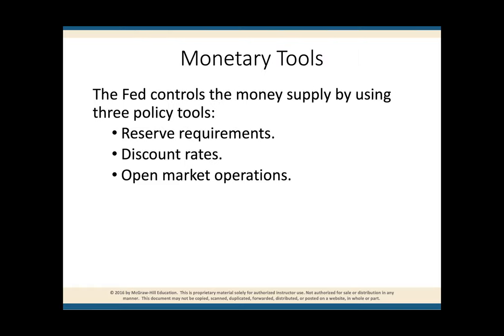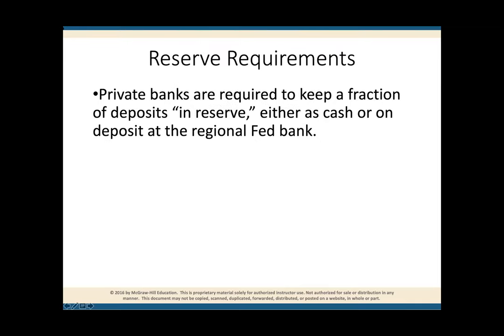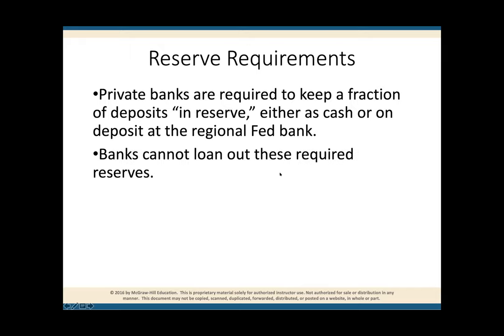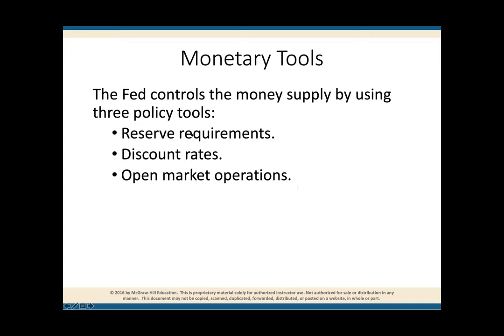Okay. Now, what are the tools of monetary policy? How does the Fed control the amount of money in the economy? The way the government controls the amount of money in the economy is in the following way. They have 3 tools of monetary policy. The first is changing the reserve requirement. In other words, if we want to have more money in the economy, what do we do? We lower the required reserves. The second tool is changing the discount rate.